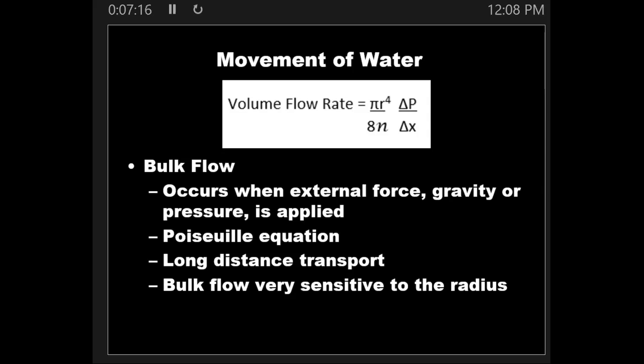50-50 chance. Vessel. The way I remember is V goes up wide, the top of the V is wide in diameter. So that's how I remember vessels are the wider ones. So with vessels being a wider radius or diameter, their flow rate through those vessels is much quicker than tracheids.